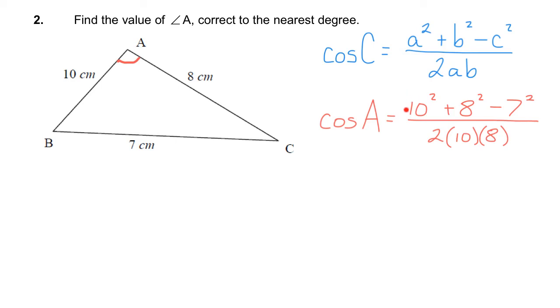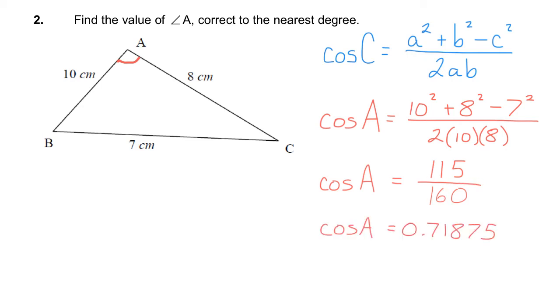So you can just do the top, 10 squared plus 8 squared minus 7 squared, and get your answer. Then do 2 times 10 times 8 separately, get your answer. So now we have 115 divided by 160. So we can do that, and we get 0.71875.